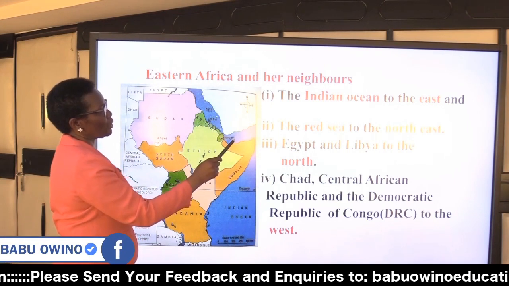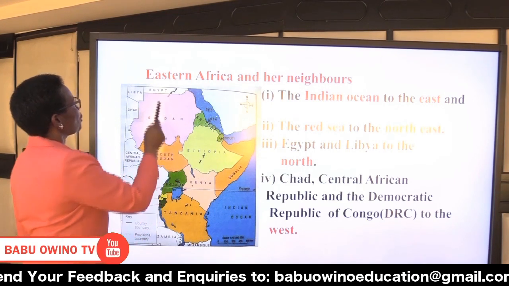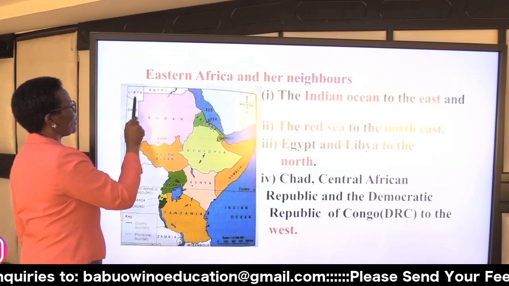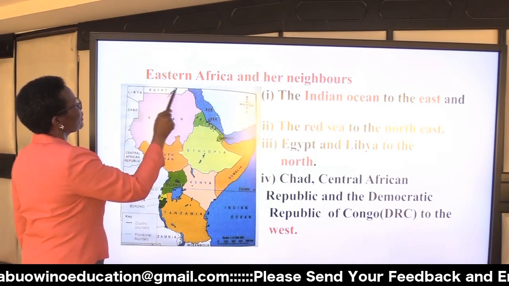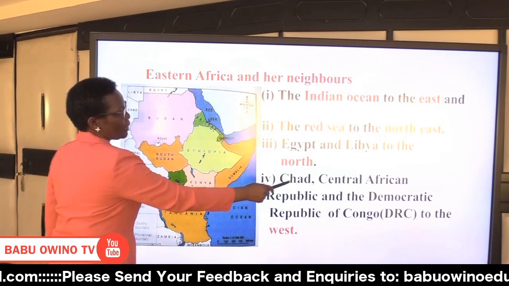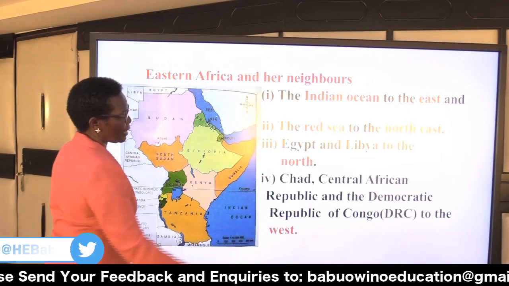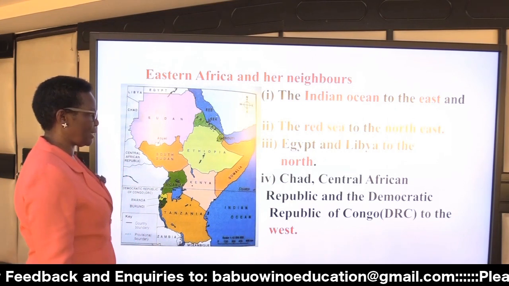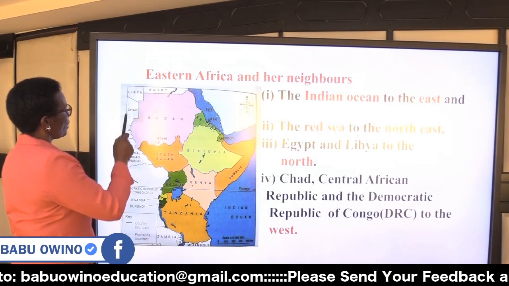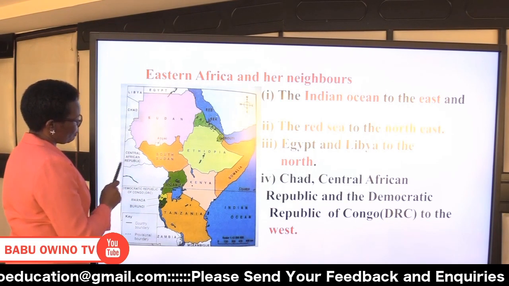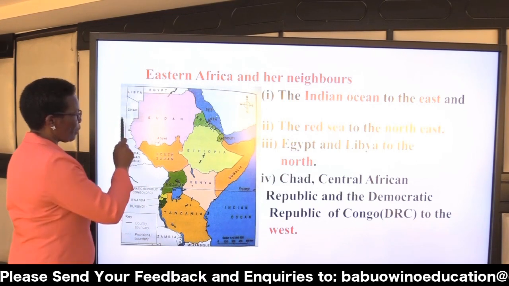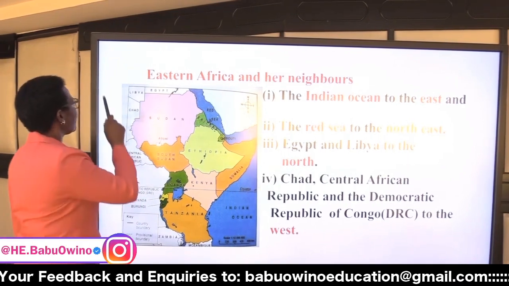Then we have Egypt, Libya to the north. So Egypt is found here. It borders Sudan. Then we have Libya. All these are found in the north. They border Sudan to the north. Then we have Chad, Central African Republic, and the Democratic Republic of Congo, DRC, to the west. We have Chad. We have the Central African Republic and the Democratic Republic of Congo just here to the west of Eastern Africa.